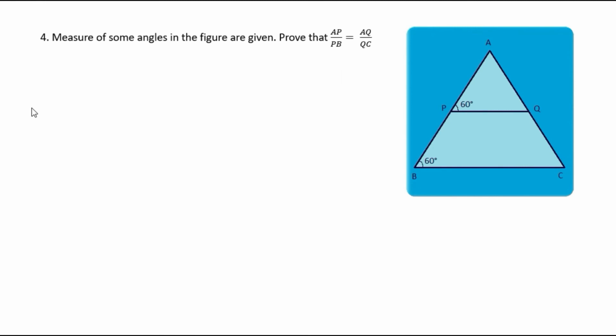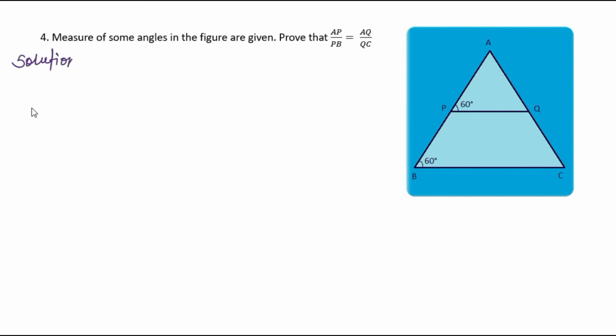If you observe carefully, angle P and angle B are congruent angles, and their congruency is because of corresponding angles. So 60, 60, these are the two angles which are congruent because of their pair of corresponding angles. Hence we can say PQ and BC are parallel to each other, and if they are parallel, then we can apply basic proportionality theorem and we can prove that AP upon PB and AQ upon QC are the equal ratios. So let's solve this.